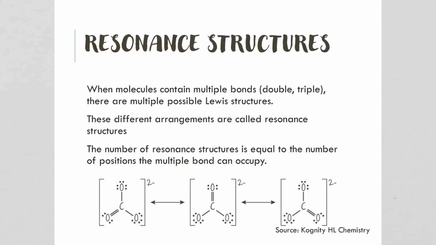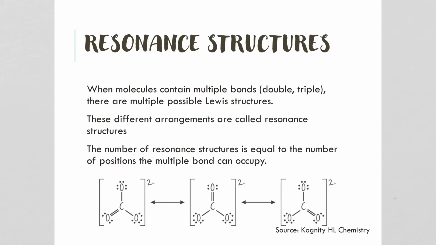So resonance structures. So when molecules contain multiple bonds, like double, triple bonds, along with their single bonds, there's multiple possible Lewis structures, because you could have the double bonds in any of those positions. So those different arrangements are called resonance structures.